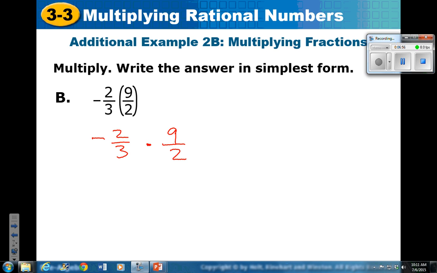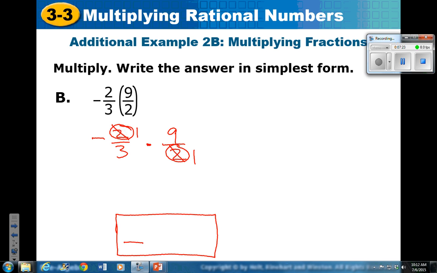You've got a negative times a positive. It's very easy to forget that negative, so I like to put it in an answer box down here at the bottom as soon as I notice it so I don't forget about it. The simplest kind of simplifying is when you have the exact same number, one on the top and one on the bottom. So 2 and 2 both have a common factor of 2. 2 divided by 2 is 1. 2 divided by 2 is 1.